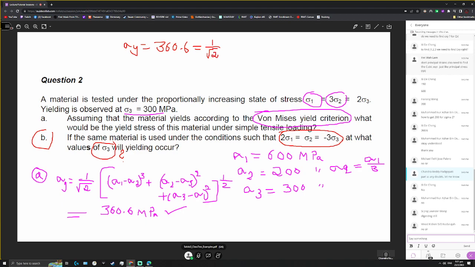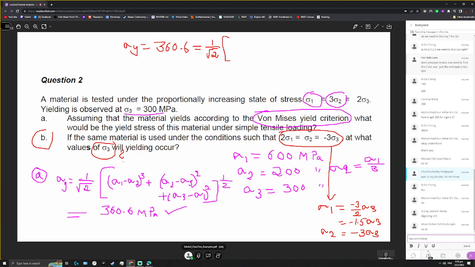Then we need to find out sigma 3, right? So from this, we can write sigma 1 is equal to negative 3 by 2 sigma 3. So we can write this as minus 1.5 sigma 3. Then we can write sigma 2 is equal to negative 3 times sigma 3.